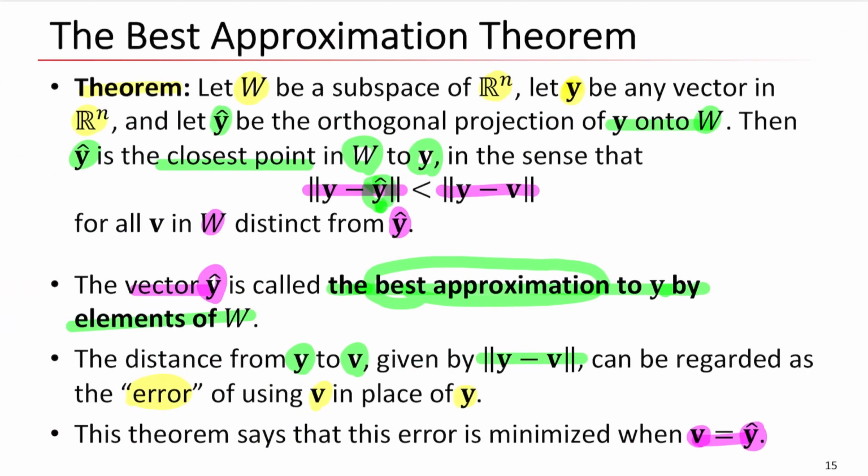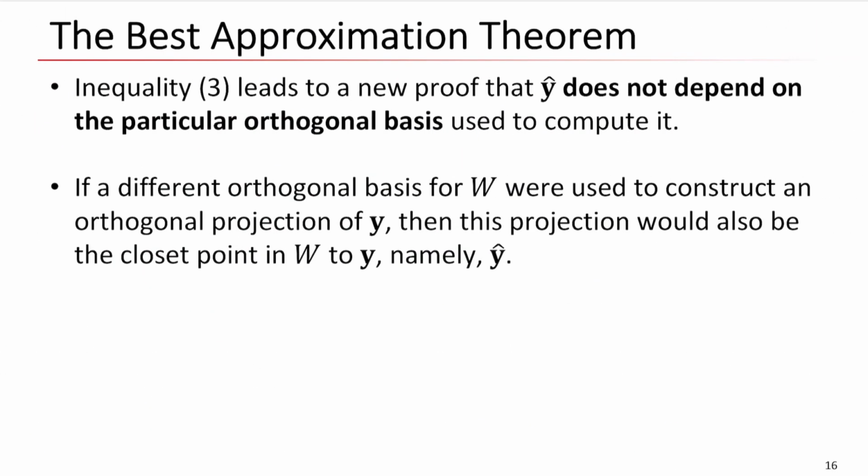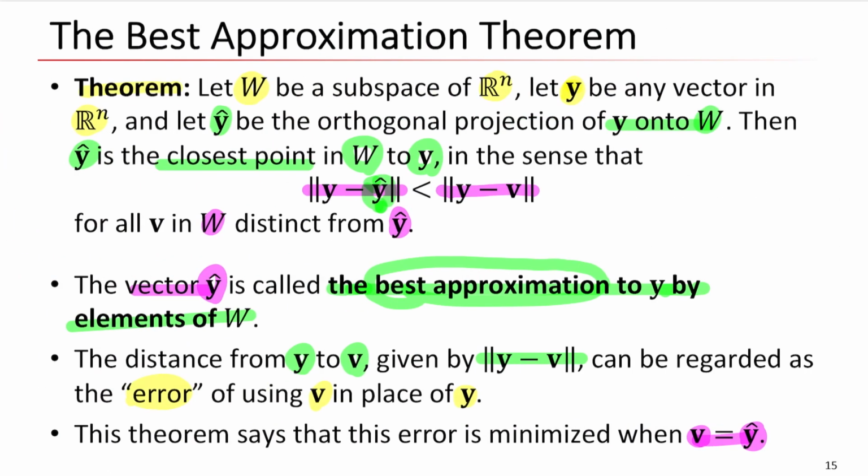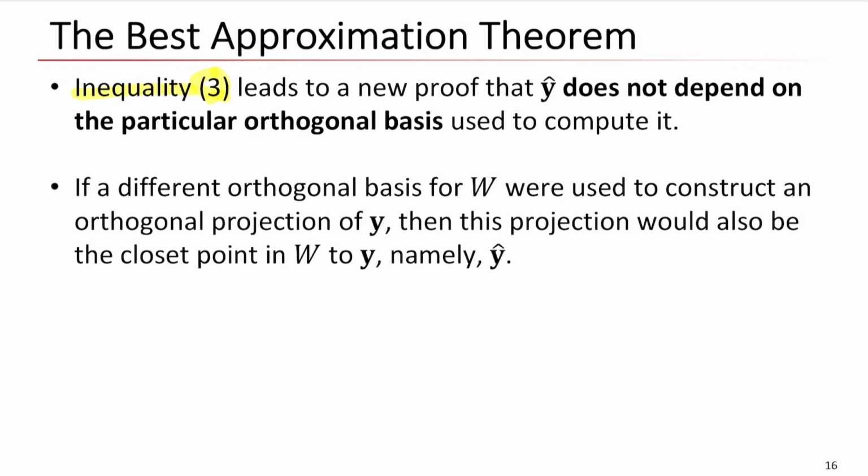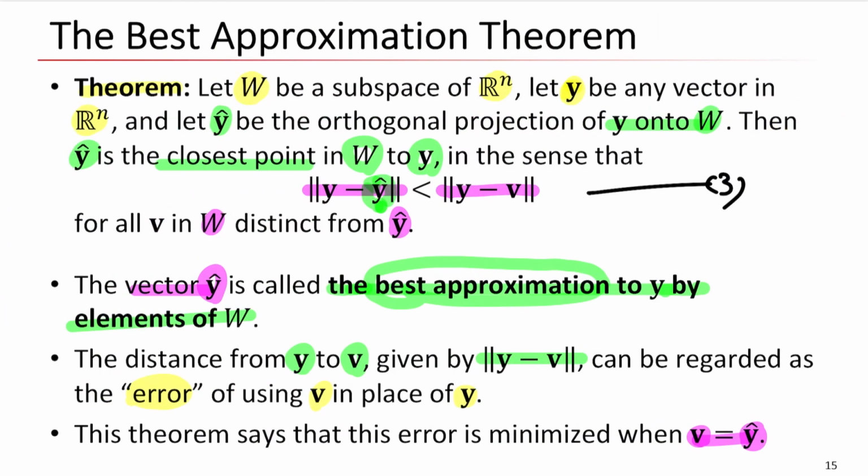So before that, there's one more property. Let's say this is inequality 3. This inequality 3 leads to the new proof that y hat does not depend on the particular orthogonal basis used to compute it. So what does it mean? Actually, this space W can have several kinds of orthogonal bases, right?